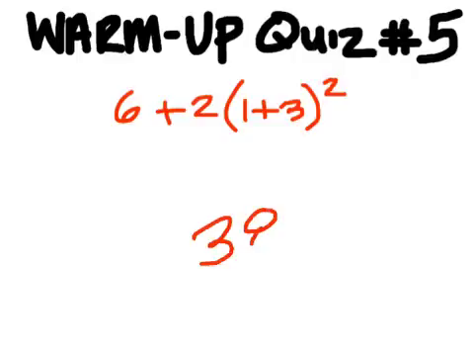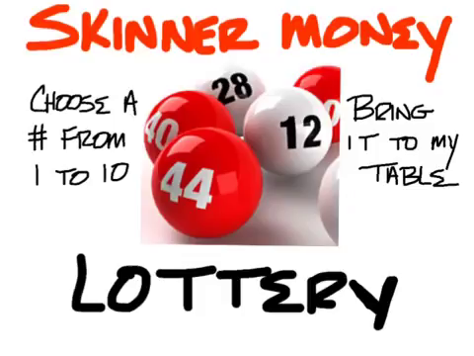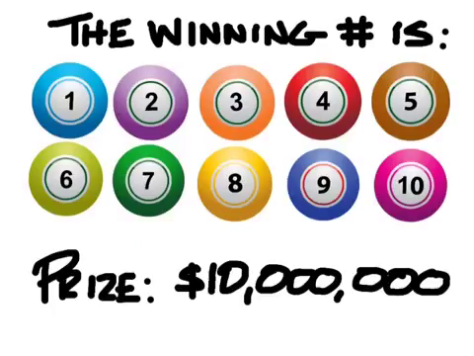Everybody had that. The answer is 38. Pick a number from 1 to 10. Winner gets 10 million. The winning number today is 1.